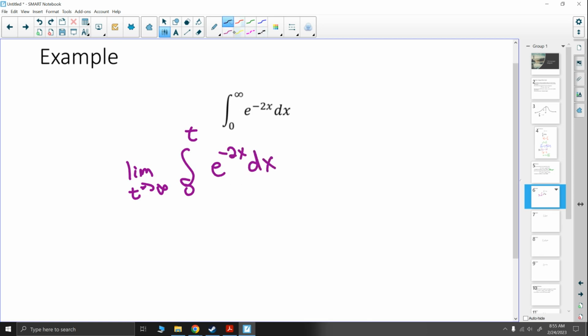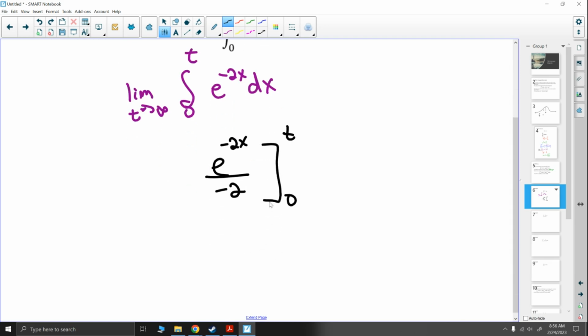Okay, now this is technically a u sub, but we really don't need u sub for e's. This is just going to be e to the negative 2x divided by negative 2. So we're taking that from 0 to t. Notice I didn't write the c here because the c isn't necessary. But if you're worried about forgetting the c in other situations, then it's worth just writing the c. Who cares, right?